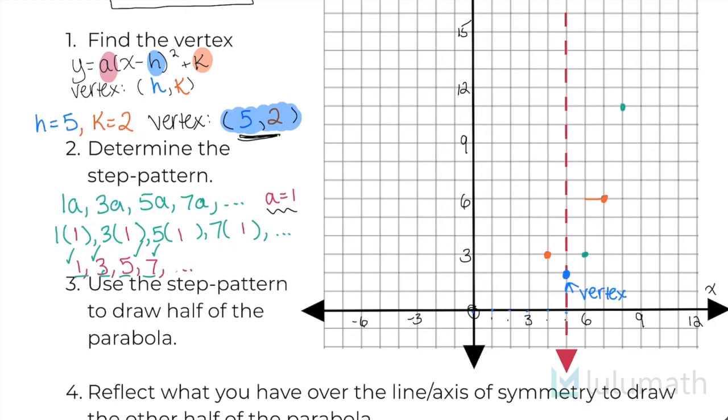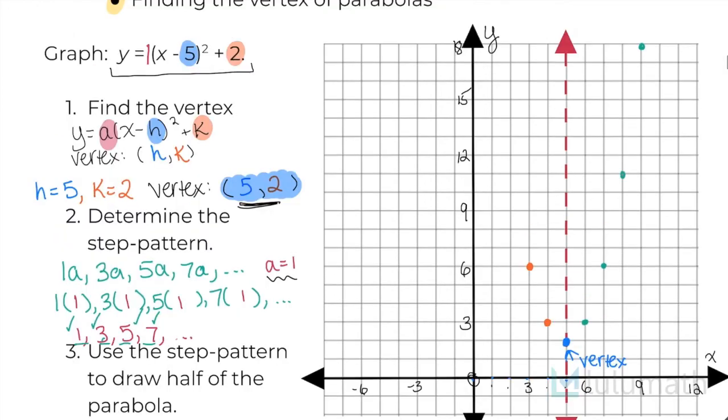For the next point, I would start here. I would go to the left by 2 to get to my line of symmetry. So I will go to the left 2 again, and here is my other point. For the next point, I would start here and I would go to the left by 3, 1, 2, 3. So I'll go to the left again by 3, 1, 2, 3, and here's my next point.